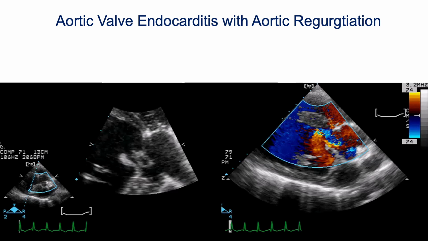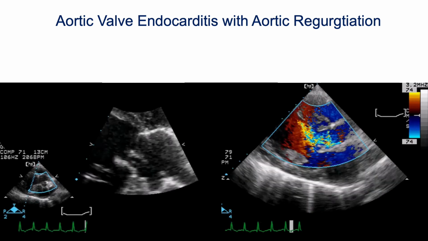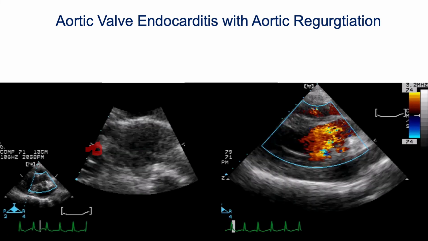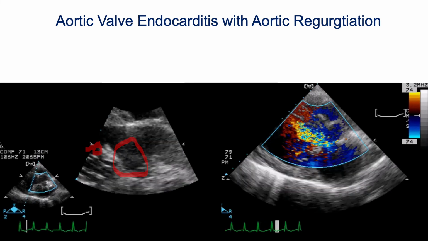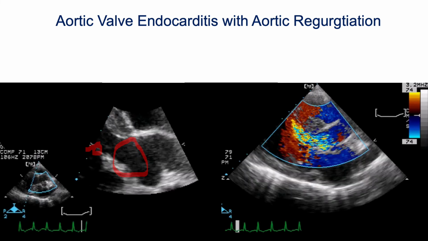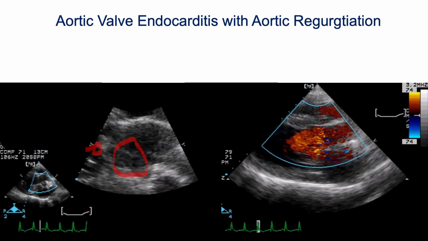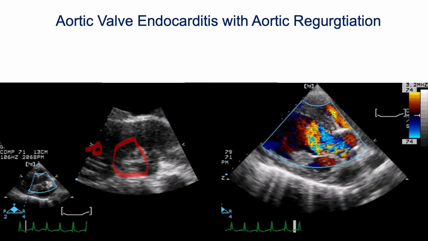This is from another dog that had endocarditis of the aortic valve. And again, this is the left ventricle here, the aorta, the aortic valve is moving in a chaotic, highly oscillatory fashion. And on the right-hand panel, you see aortic regurgitation as well as evidence of aortic stenosis.